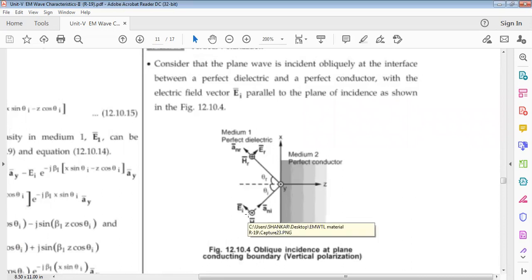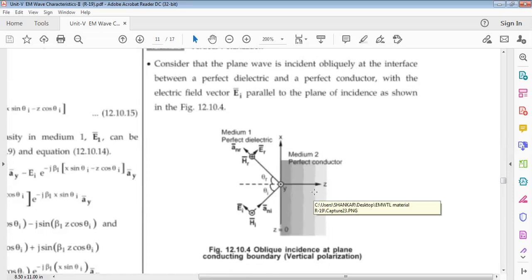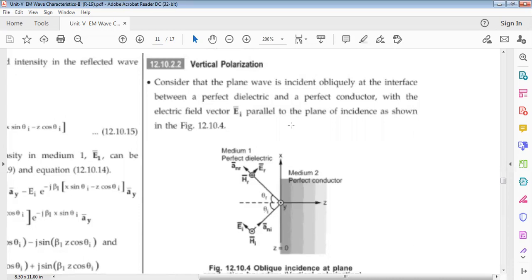Vertical polarization here, what is the vertical polarization saying? When the magnetic field is aligned parallel to the top of the boundary surface, or otherwise perpendicular to the incident beam, the magnetic field vector is perpendicular to the plane of incidence, while the electric field is aligned parallel to the plane of incidence, then this is called vertical polarization.